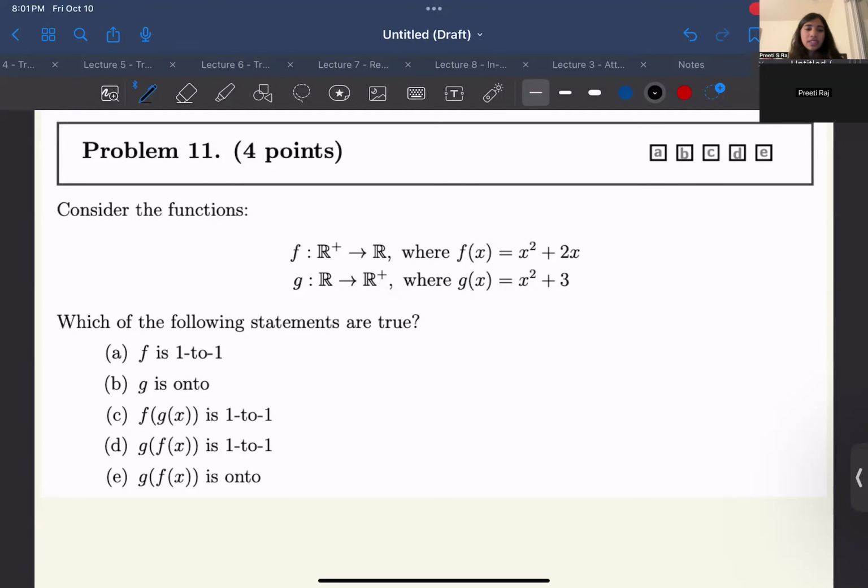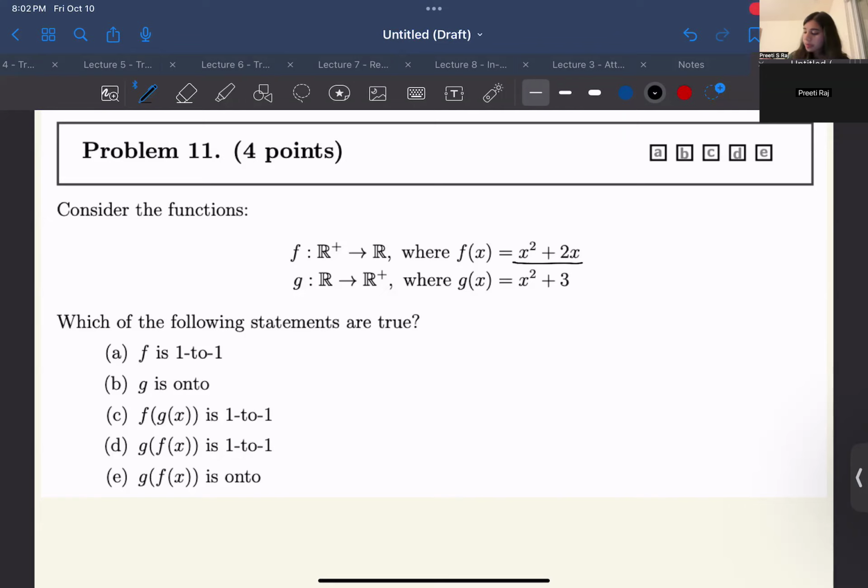So consider the functions f and g, where f goes from R plus to R, and f of x is x squared plus 2x, and then g goes from the reals to the positive reals, where g of x is x squared plus 3. So now I have to evaluate the different options. First one: f is 1 to 1. So f is x squared plus 2x.